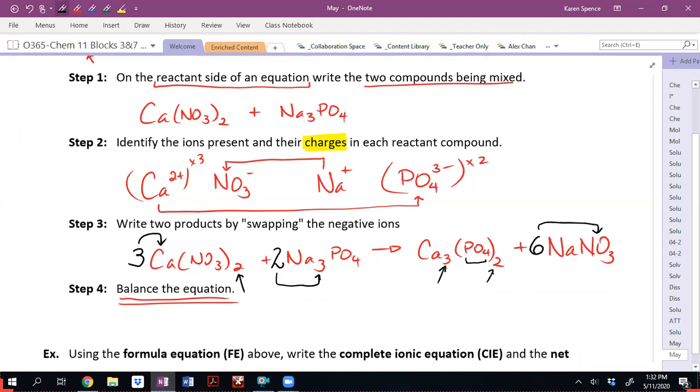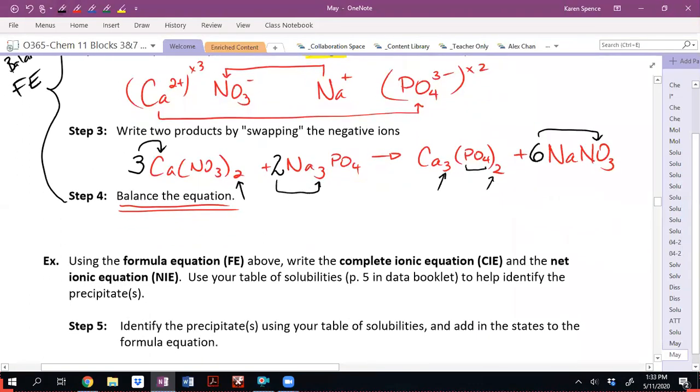So before you go on to anything with the complete ionic equation and the net ionic equation, you must have a balanced formula equation first, okay? So all of this is just for a balanced formula equation, FE for formula equation.